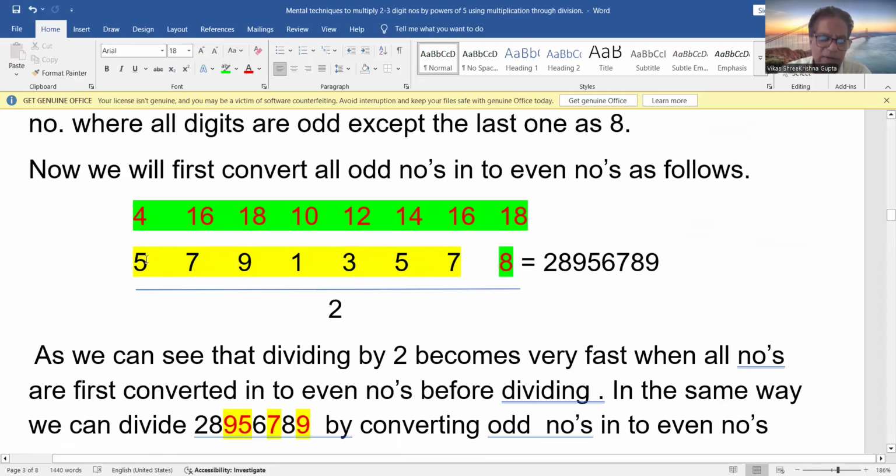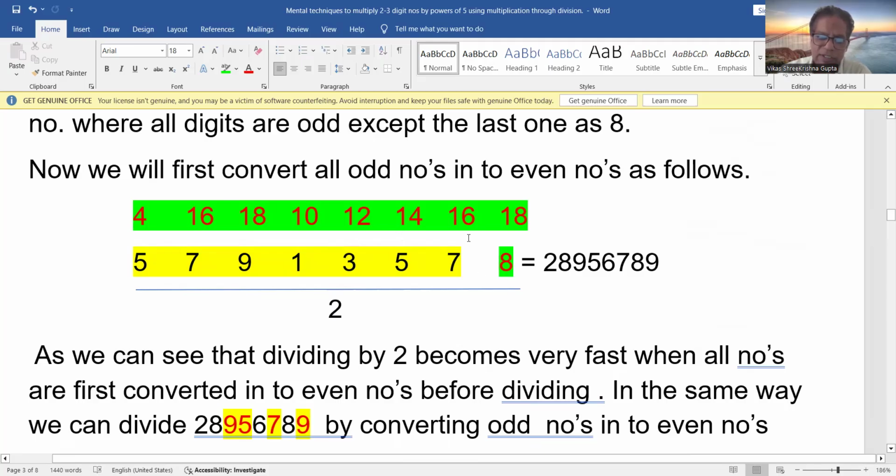Here the even number before 5 is 4, so I write 4. I take 1 to 7, it becomes 17. 17 is again an odd number, so I take 1 less and it becomes 16. I take 1 to 9, it becomes 19. I again take 1 from there, it becomes 18, and the 1 becomes 11. Then I write 11 as 10. Take 1 to 3, it becomes 13. Again I take 1 from 13, it becomes 12, and 5 becomes 15. Again I take 1 from 15, it becomes 14, and the 7 becomes 17.